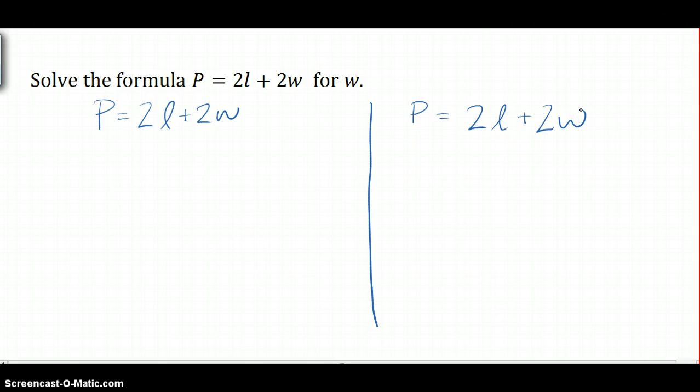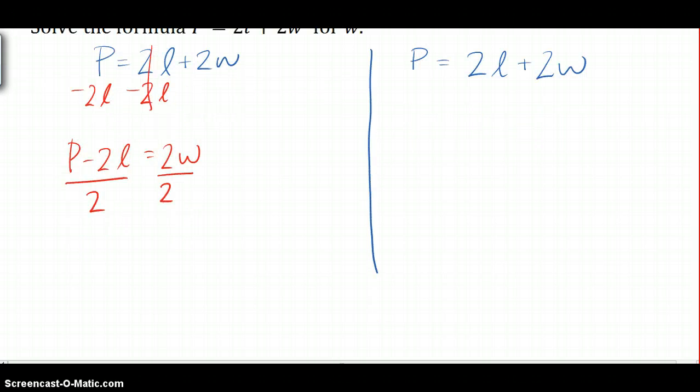On the left-hand side, I'm going to do what most of you would probably do. If we're solving for W, I want to get W by itself. So we need to get rid of 2L. So you should be subtracting 2L to get rid of it on this side. So you have P minus 2L equals 2W. And the last step to solve for W would be to divide by 2. Now when you divide by 2, you need to make sure you're dividing the entire side over here by 2. So then your final answer would be W equals P minus 2L over 2.